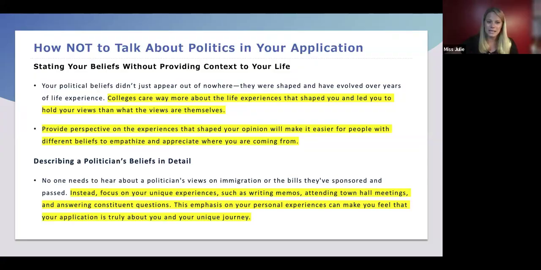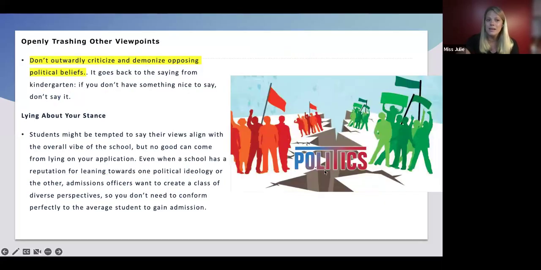So describing a politician's beliefs in detail, no, right? No one needs to hear about a politician's views on immigration or the bills they've sponsored or passed. Remember, the focus of your essay is on you, right? Not a politician. So instead, focus on your unique experiences, such as the memos that you wrote, attending town hall meetings, answering constituent questions. This emphasis on your personal experiences can make you feel that your application is truly about you and your unique journey. So again, focus is on you, not others.